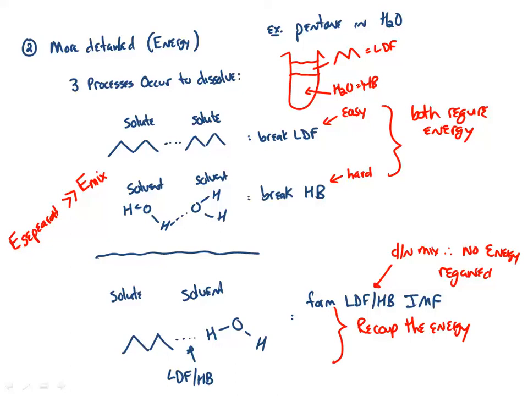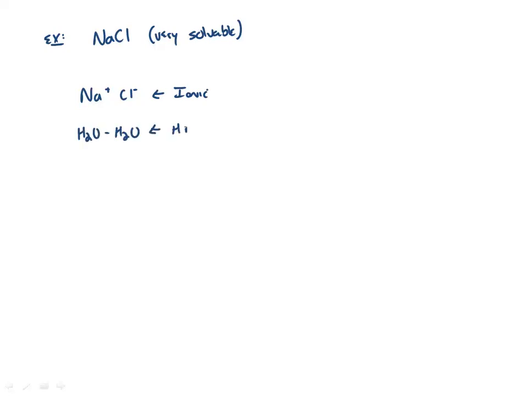So we know that pentane won't dissolve in water, that alkanes are pretty insoluble. What if we consider something that we know does dissolve in water, which is NaCl? We know that this is very soluble. So if we take a look at those same things, we know that we've got our Na+ and our Cl-. This is ionic. We know that we have the water from above. That's still hydrogen bonding. So it takes energy required to separate these.